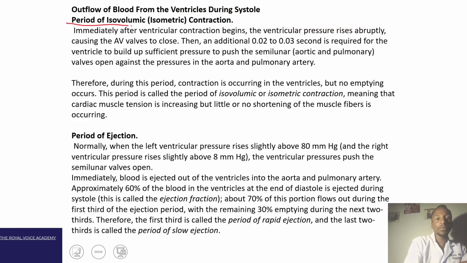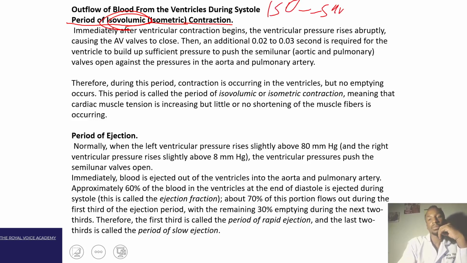So there is a period of isovolumic or isometric contraction. Isovolumic, iso means same, and volumic, of course, means volume. So isovolumic means same volume. Isometric, same length. So during isovolumic contraction, we've begun our systole. Before your ventricles can contract, number one, your valves will close. The atrioventricular valves are closed, the semilunar valves are closed. Now we go into ventricular contraction.